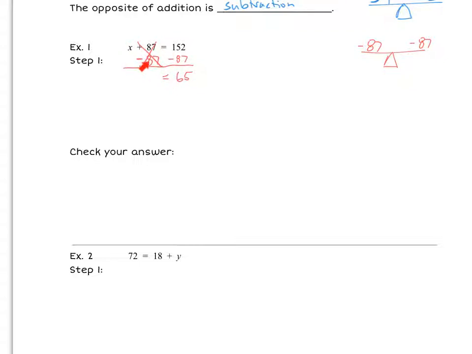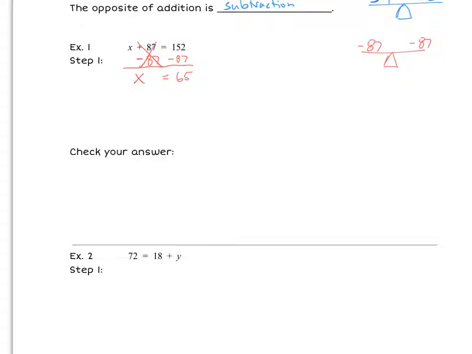What's on the left side? What's left behind on the left side? Nope, I got rid of the 87. What's left behind over here? x is there. So I've solved that. I've determined x equals 65.